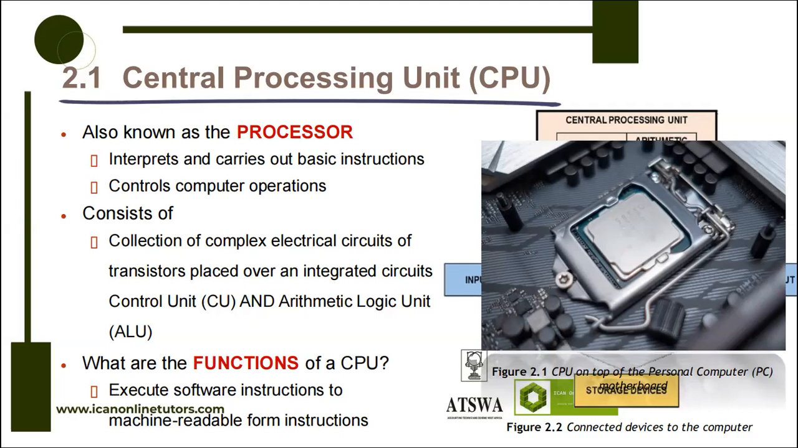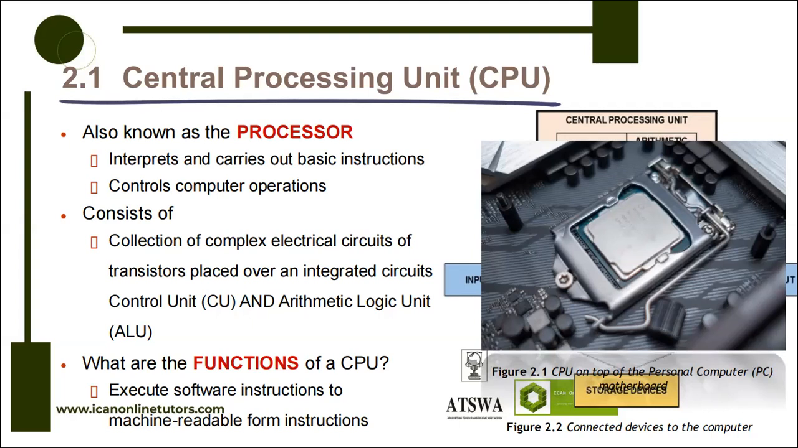Control units and arithmetic logic units work hand in hand to make sure that all instructions are interpreted appropriately. And this leads to the functions of the central processing unit. It executes software instructions by converting them to machine-readable form.